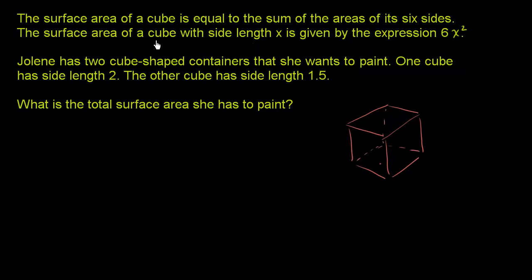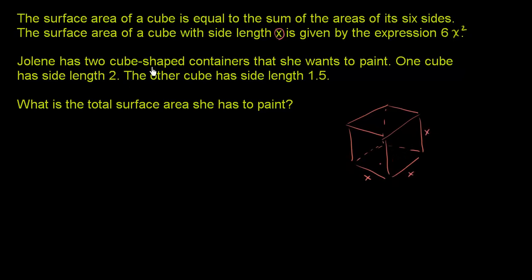The surface area of a cube with side length x, so if this is x, if this is x, if this is x, is given by the expression 6x squared. That also makes sense. The area of each side is going to be x times x, which is x squared, and there's 6 of them, so it's going to be 6x squared.